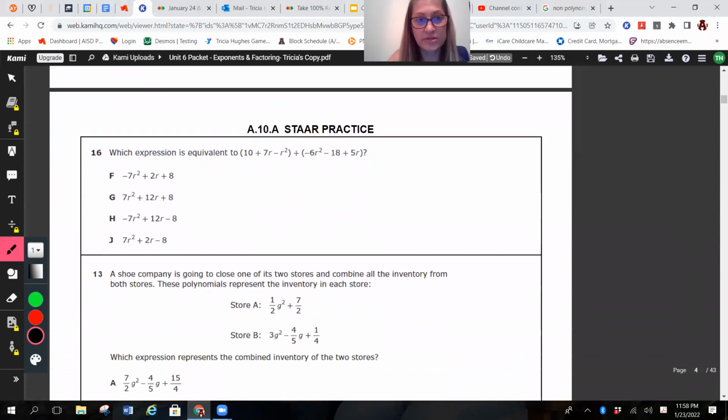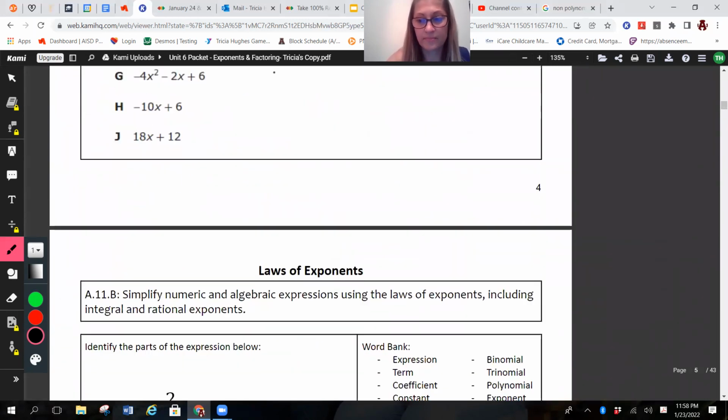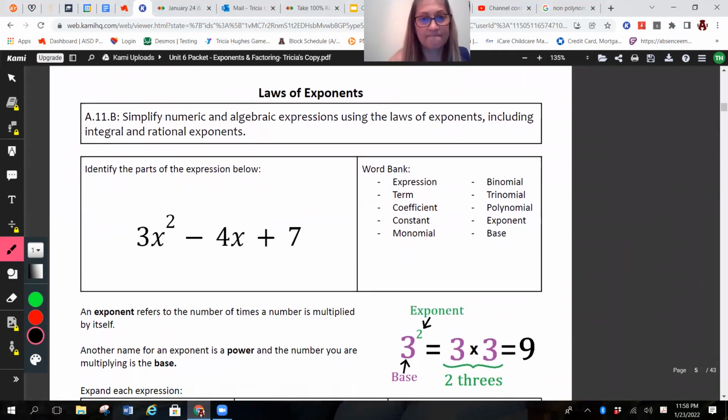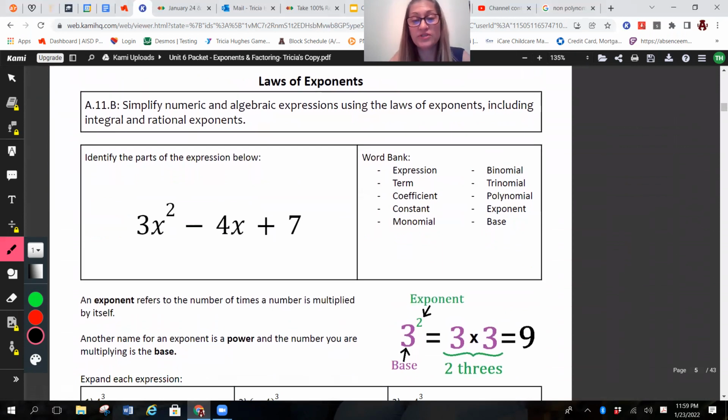Let's skip over the star practice. Let's talk about laws of exponents. This is our last page of our notes today. Simplify numeric and algebraic expressions using the law of exponents, including integral and rational exponents. A lot of fancy words. We're just going to dive right in. Identify the parts of the expression below.